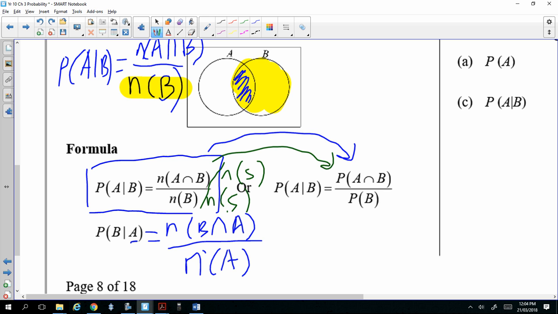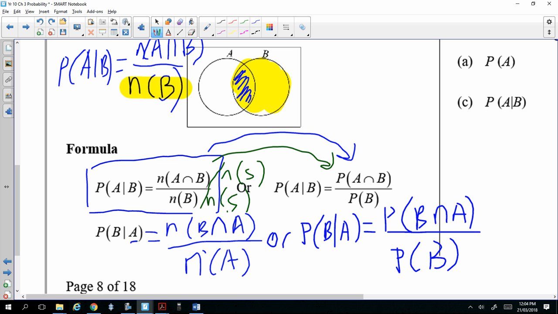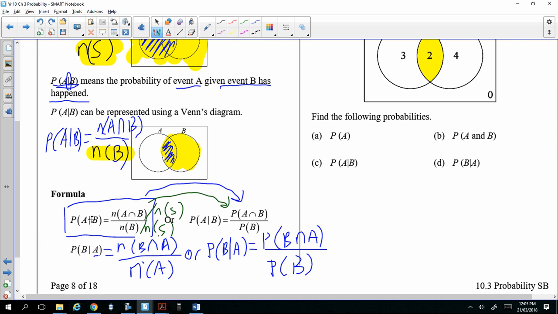Or you can write it in terms of probability. Probability of B given A is probability of B and A over probability of A. Then we'll do some examples on that. So this is the formal notation for conditional probability. We did that last year, but now we have to write it in terms of this conditional probability notation. Then we're going to do some examples, a simple example about tennis and soccer.